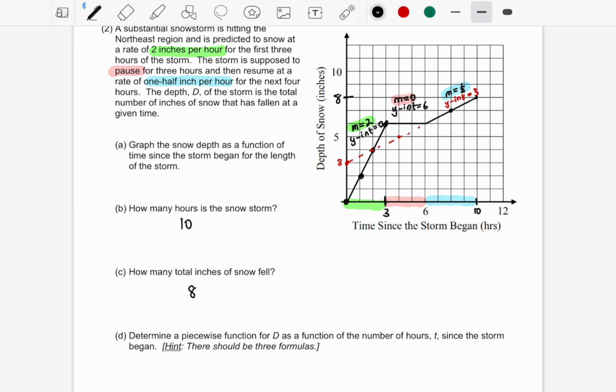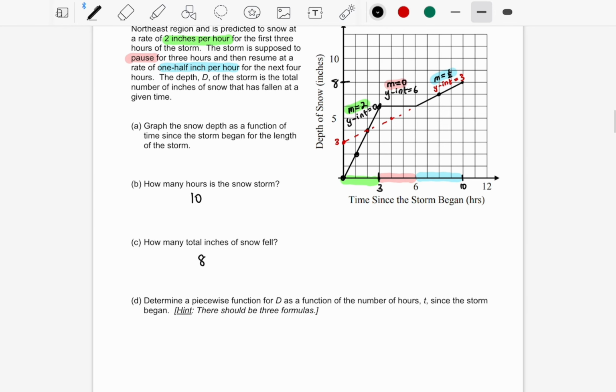All right. Determine a piecewise function. Well, we have all the pieces. D of t equals 2t, sorry, 2t plus 0, so just 2t. That goes from 0 to 3. Starts off at 0, ends at 3. So if 0 is less than or equal to t is less than or equal to 3. That's for the first 3 hours.